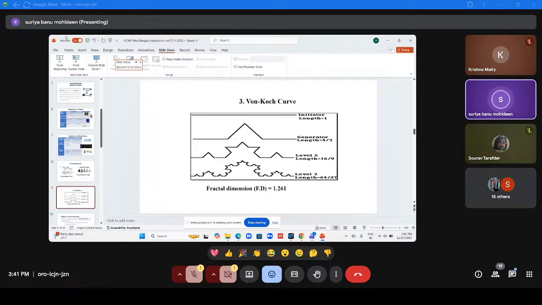The third one is the Koch curve. For the Koch curve, we have to take a single line. It can be divided like this. That line can be divided into four parts. Therefore, the length generator will be defined as 4 by 3 for the second iteration. The third is 16 by 9. Then level 3 is 64 by 27. So like that, the fractal dimension is equal to log n by log r. Then we get the answer 1.261.